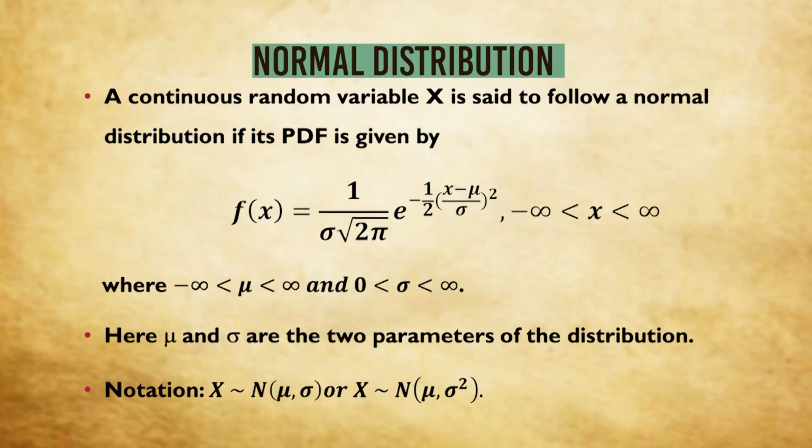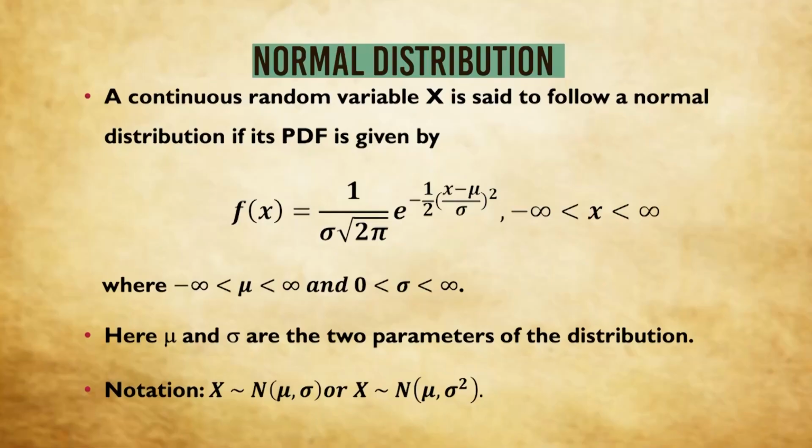Now you can see, apart from x, there are three constants. One is sigma, one is pi, and the other one is mu. Pi is our normal pi, which is 3.14, that we know. Mu and sigma are the two constants which characterize this distribution. That means if you change the values of mu and sigma, the distribution will change in terms of the probabilities. So mu and sigma are called the parameters of the distribution, and for the normal distribution mu lies between minus infinity and infinity, while sigma lies between 0 and infinity.